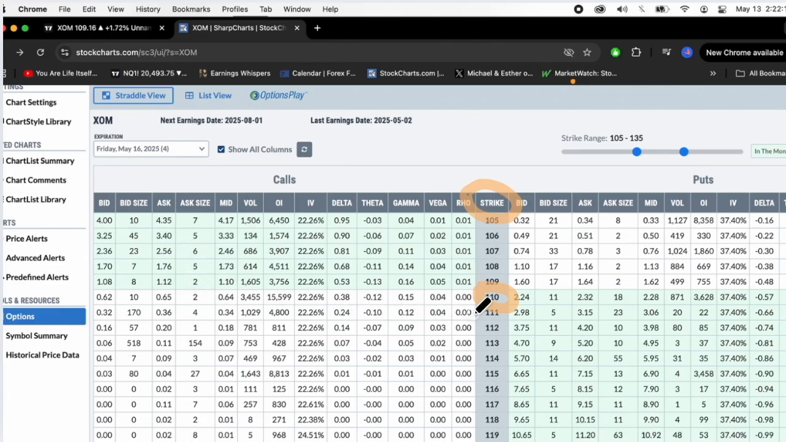Now I'm going to talk about out of the money as a strike price. Out of the money is a strike price above and furthest away from the current stock's price. Because of this, you'll find that these strike prices and contracts actually have a lower premium price.